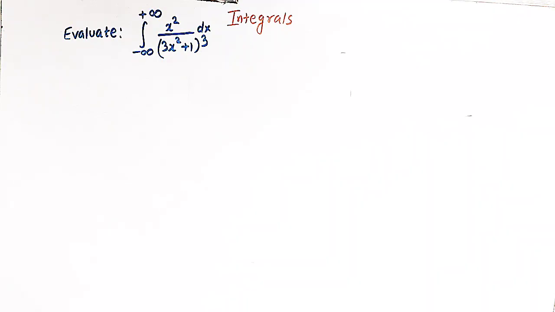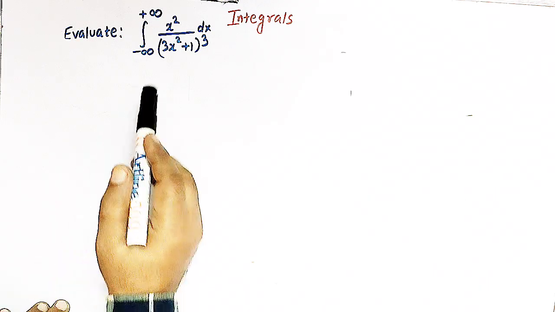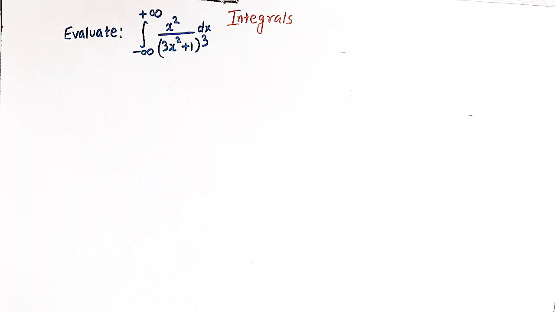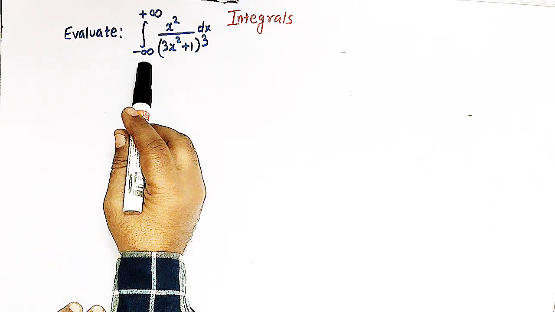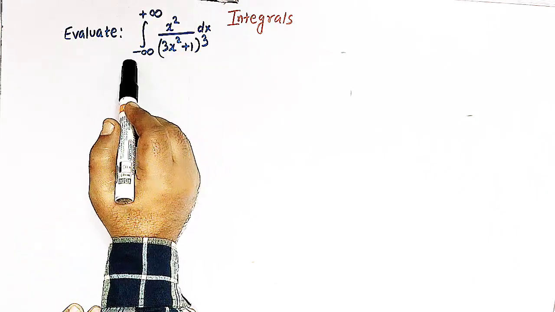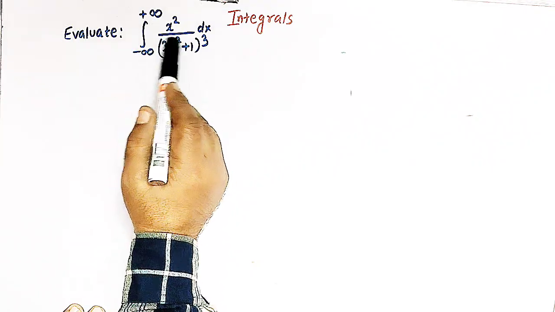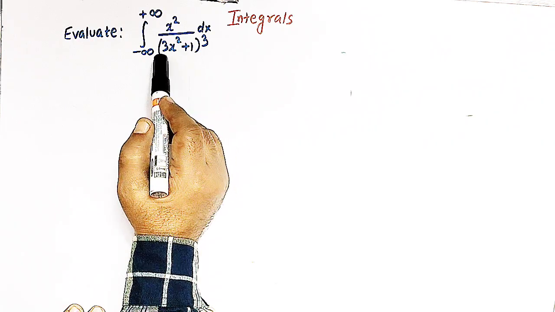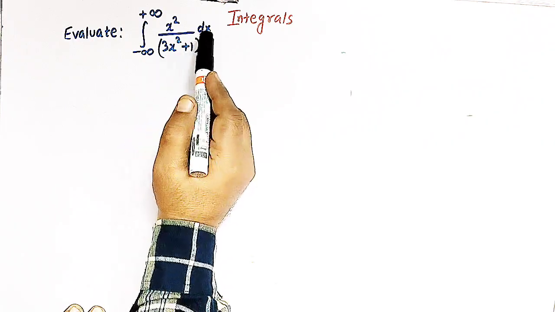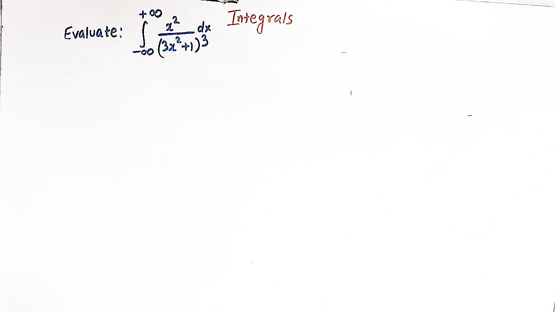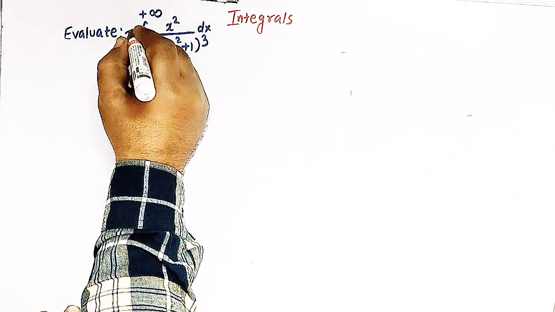Hello, viewers. In today's session, we are going to discuss another important and conceptual problem from integrals. In this class, we are going to evaluate this integral with the help of the concept of beta and gamma functions, right? So here we have to evaluate this integral from minus infinity to infinity, and the integrand is x square divided by (3x square plus 1) whole cube, and we have dx, right? So let us call this integral I.